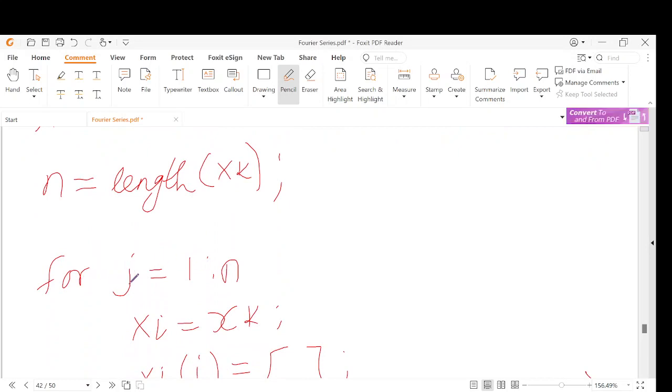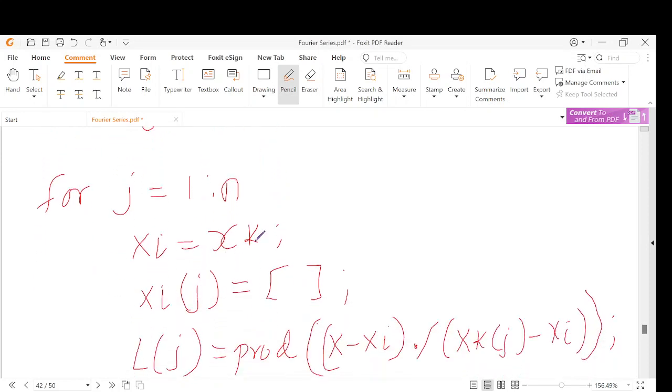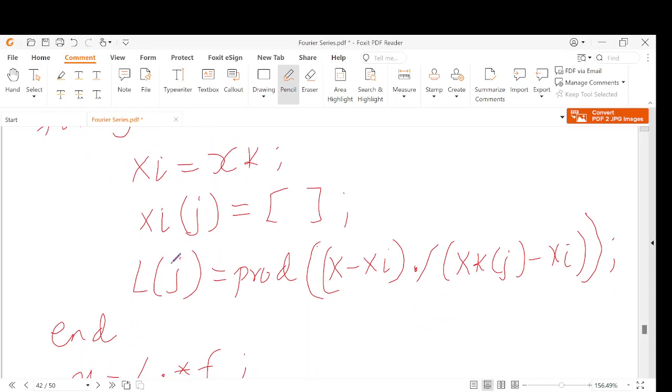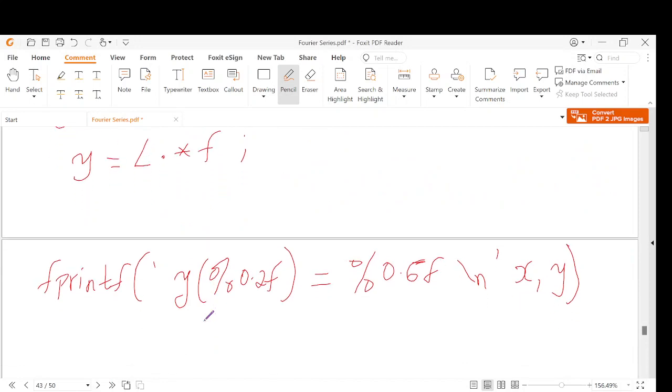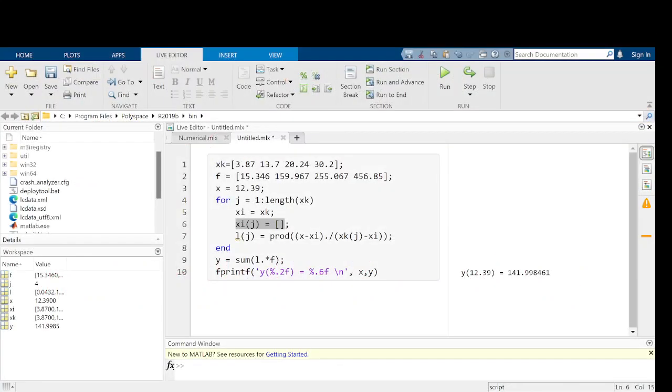So then we put the loop for j is equal to 1 up to n. n is now this value that we have obtained here. xi will be equal to xk. Then we need to remove one of the entries from xi, and then we compute the fundamental polynomials. Then from there we compute y, and then we print the output. We can do this in Matlab.